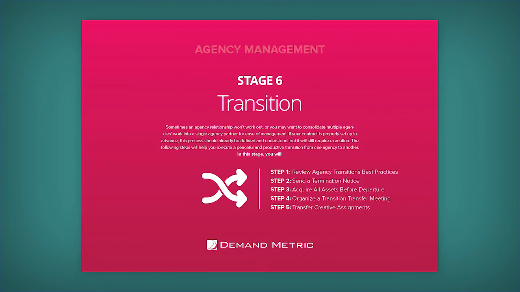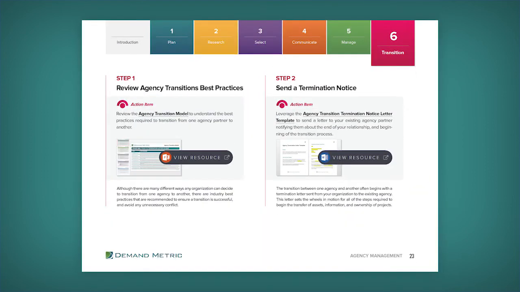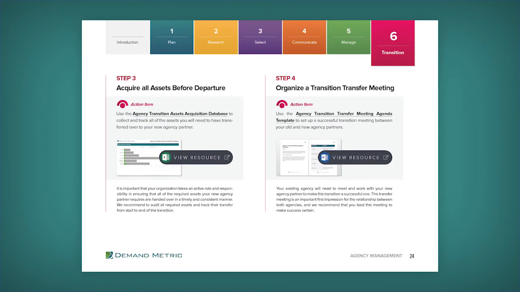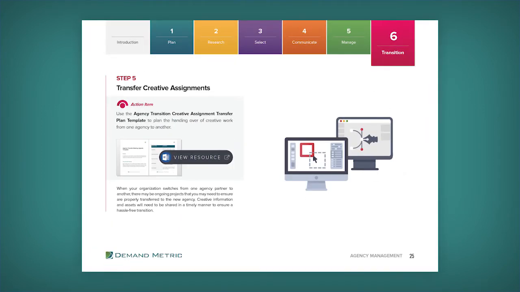We finish in stage 6 with transition. And here, your first step is to review agency transition best practices, send a termination notice, acquire all assets before departure, organize a transition transfer meeting, and ultimately transfer creative assignments.